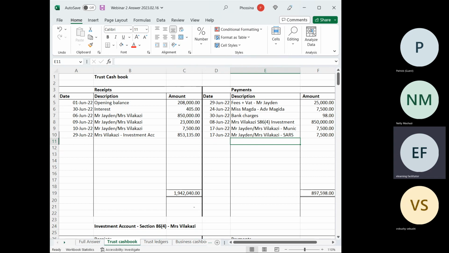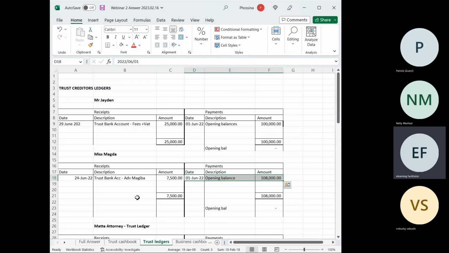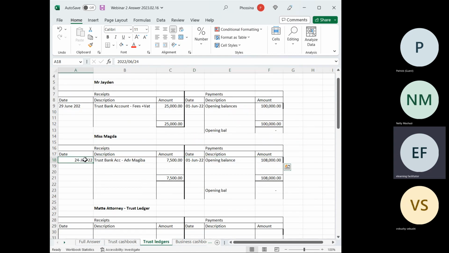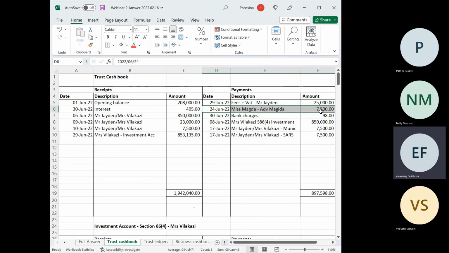In such a case, the transaction is recorded in the trust cash book, where we show that we are paying Advocate Magiba on behalf of Miss Magda, 7,500. Then we go to our ledgers to reduce the balance of Miss Magda to show that we have paid the advocate. This is the debit entry, which reduces our creditor. And this is the credit entry, which reduces our trust cash balance, because we've paid out the money.